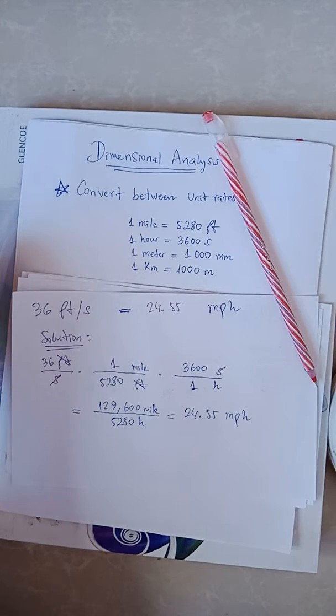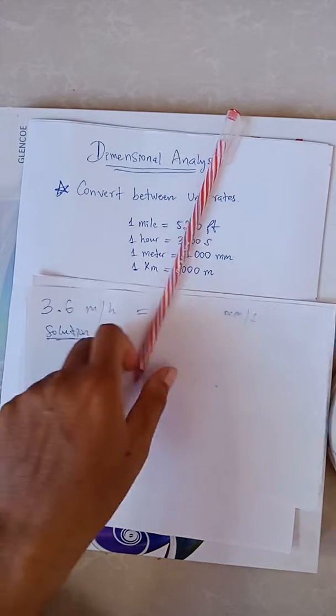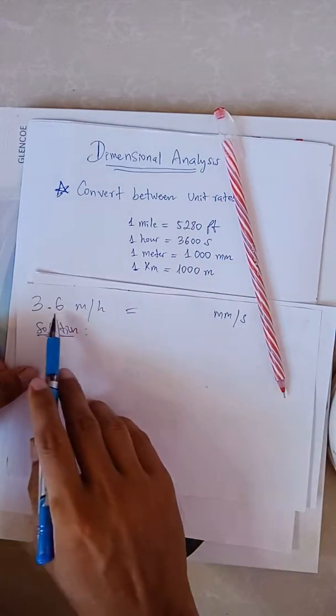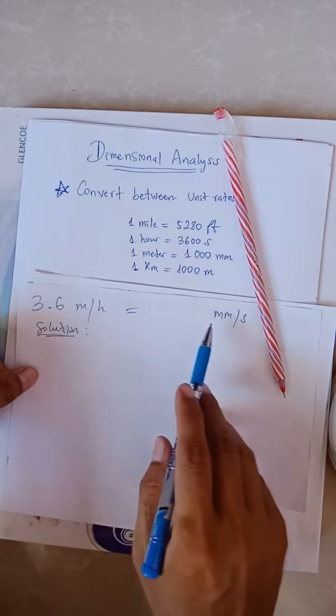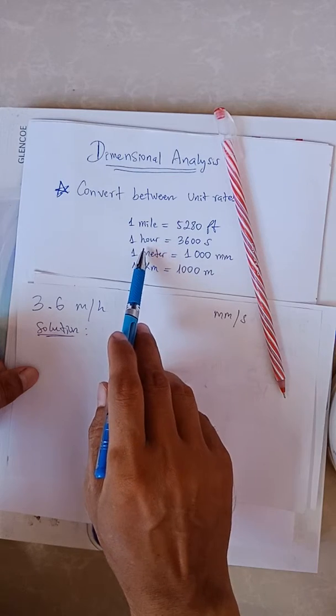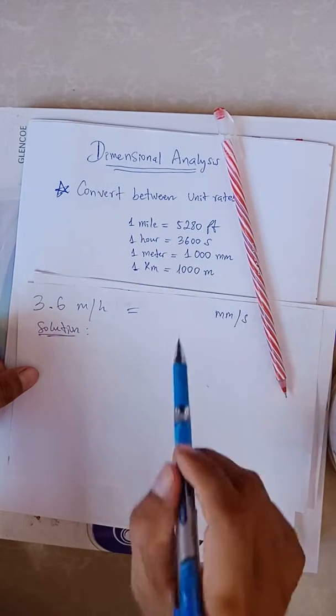Okay, now let's proceed to our second example. In this example, we're trying to convert 3.6 meter per hour into millimeter per second. This is our conversion, as you can see: hour, second, and meter, millimeter. Let's begin.